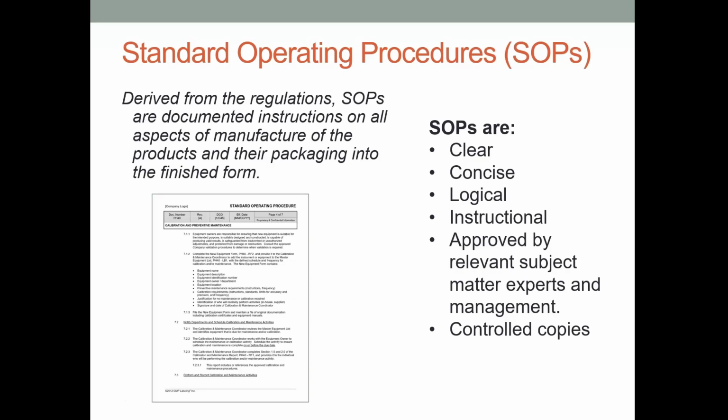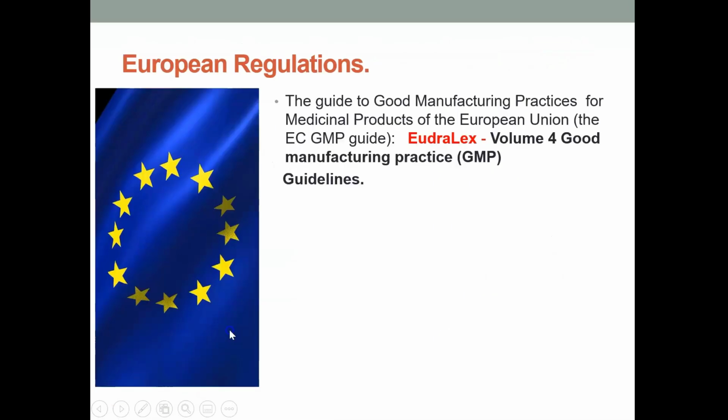They would always be approved by the relevant subject matter expert in the area. So a validation SOP would be approved by someone in the validation team. It would also be approved then by the quality team as well. And they are controlled, so you have to make sure that the SOPs that you have are actually always of the most current nature. So they have to be controlled, so you have to be sure that you're using the most current SOP available at a time.